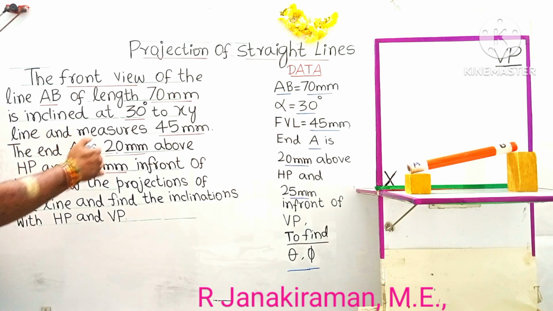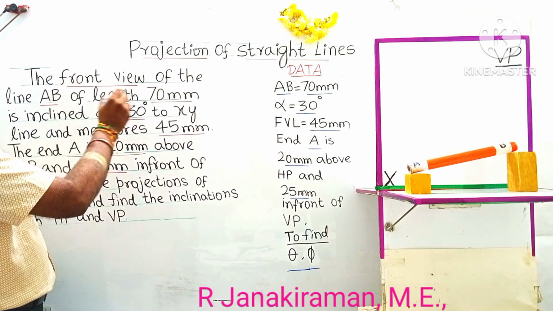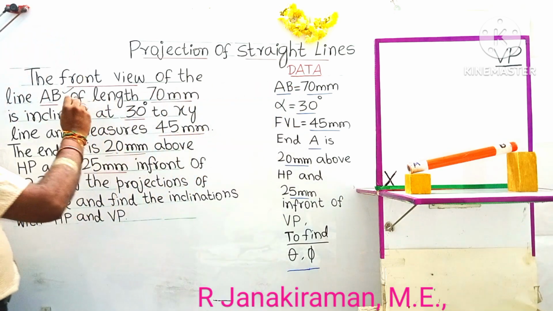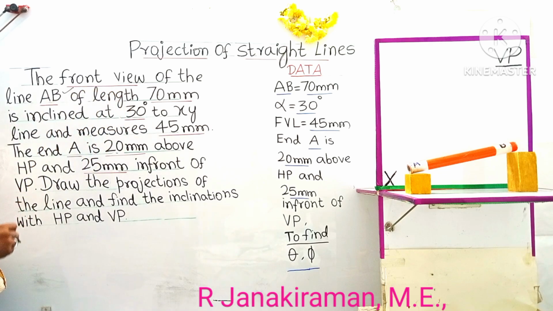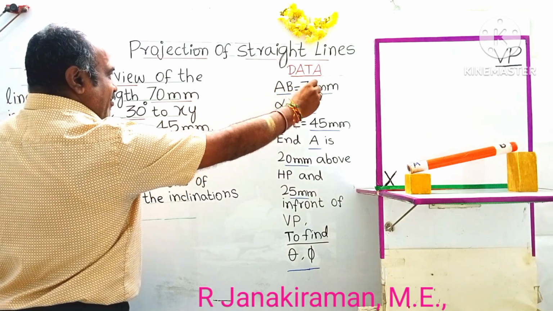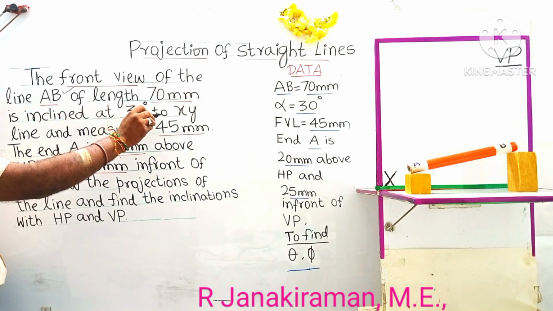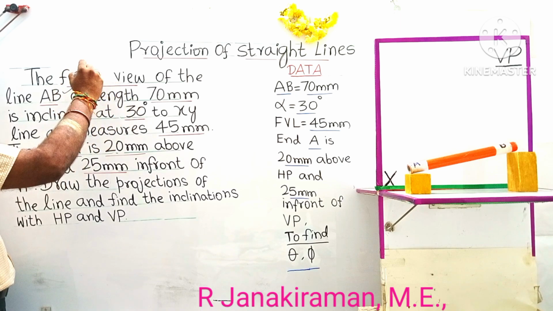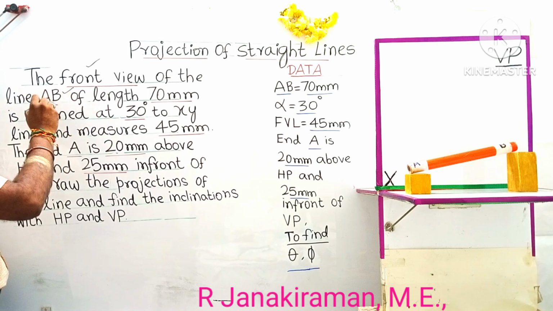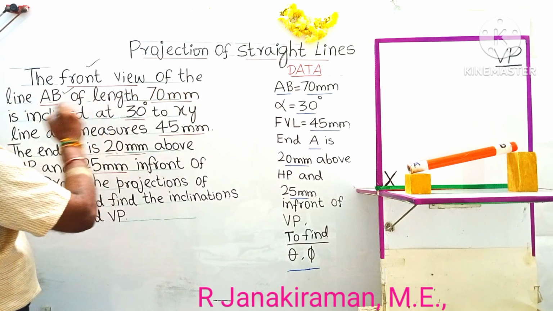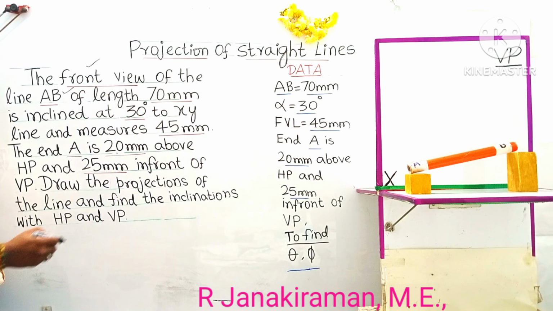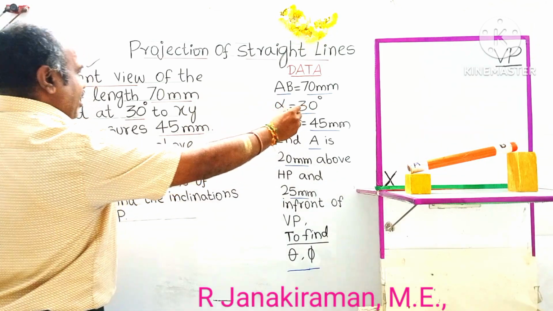Okay, so the data is written on the drawing sheet or on the marker board. The front view of the line AB, the name of the line, of length 70 mm, that means the true length of the line. They're saying about the length of the line called true length. AB is 70 mm and is inclined at 30° to XY. That is about the front view inclination. The front view inclination is given as 30°. It's denoted by the symbol alpha. Alpha is 30°.